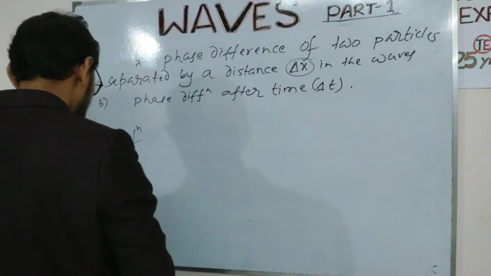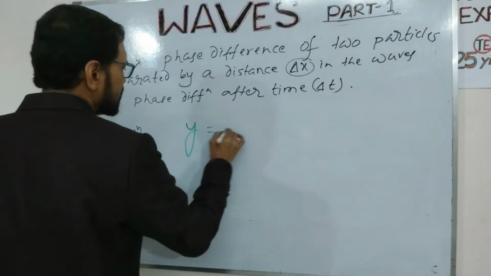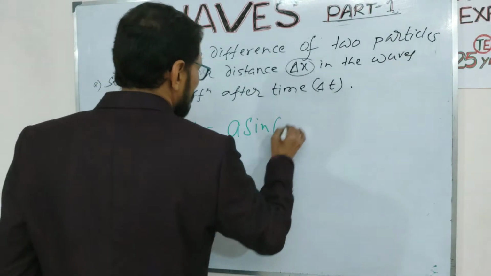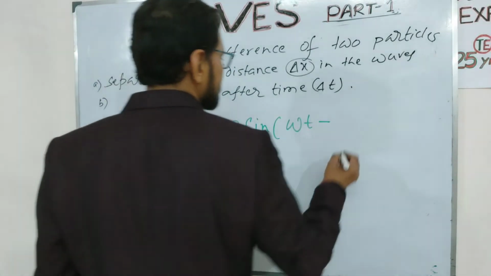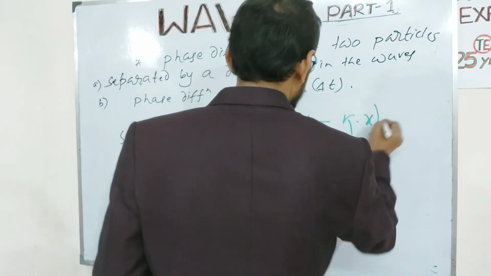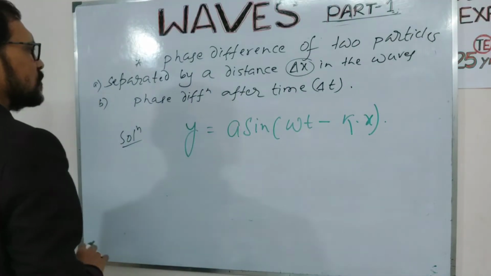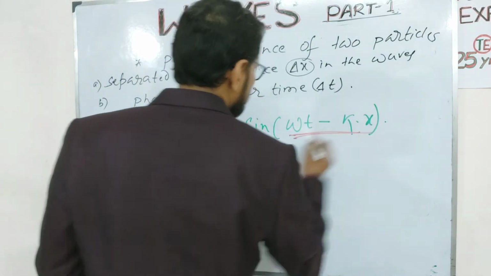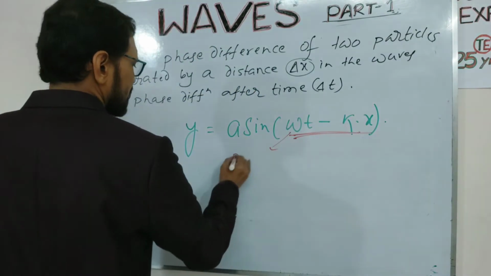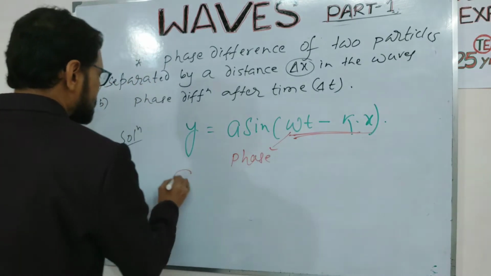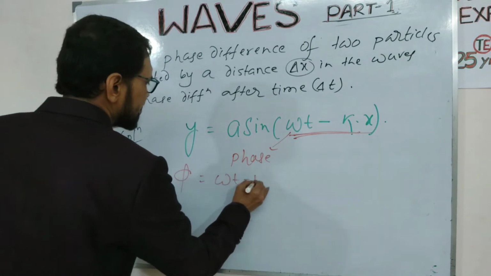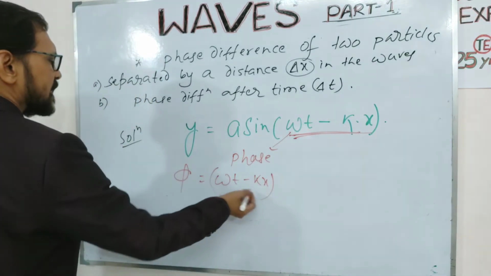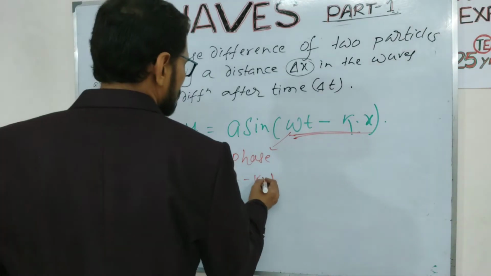So the equation of progressive waves is y = a sin(ωt − kx), where k is the wave constant. This is the wave equation. Now this ωt − kx is called the phase of the particle. This phase φ = ωt − kx depends on time and distance also.